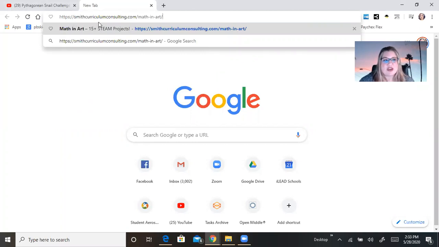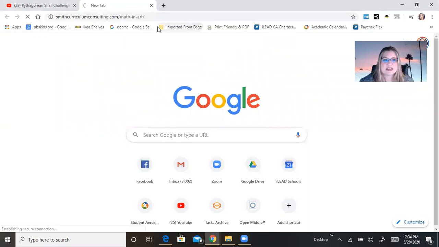It's smithcurriculumconsulting.com/math-in-art, and then another slash to close it off. So that's smithcurriculumconsulting.com/math-in-art. And let's go see what's there.